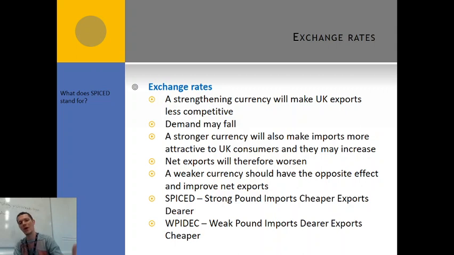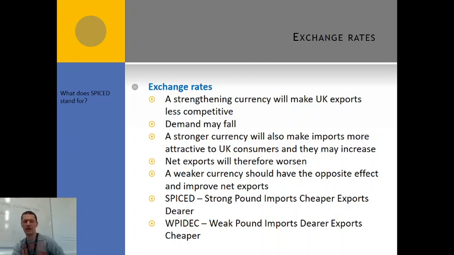So because of that, we're less competitive as a global trader, okay? Demand for our products may fall. A stronger currency makes imports more attractive and our marginal propensity to import will increase. And that net exports, that X minus M, is going to worsen.